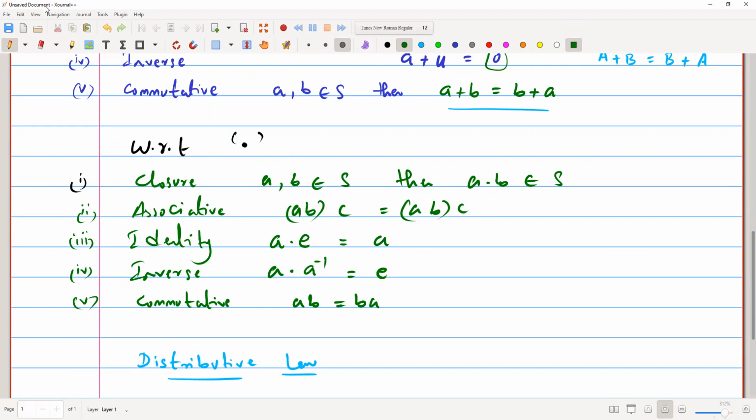Again, associativity, yes, it holds. Again, the order of grouping doesn't matter for associativity in the case of the real numbers. And then we have the identity element, and yes, we have the identity element, that is 1. In the case of real numbers, if I multiply any number with 1, I get the same number.